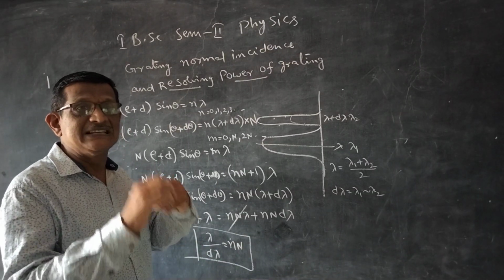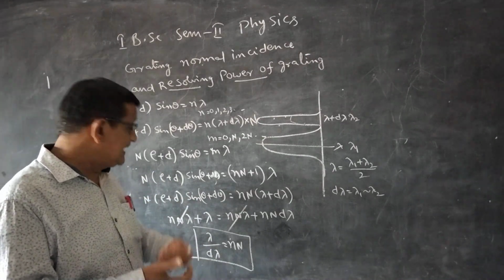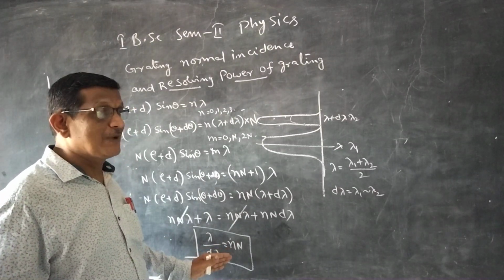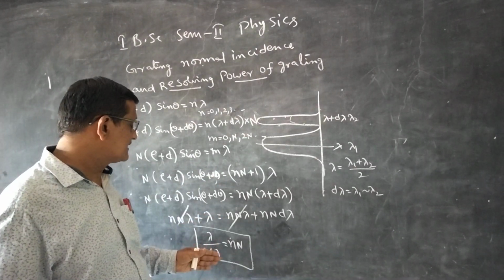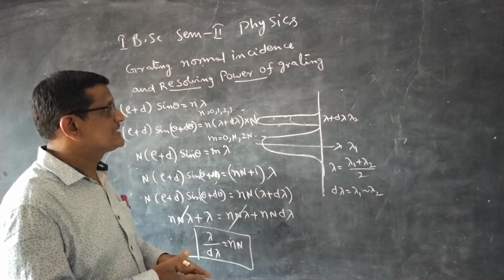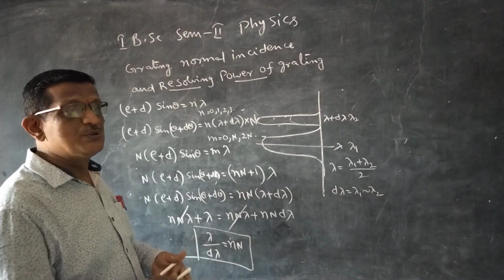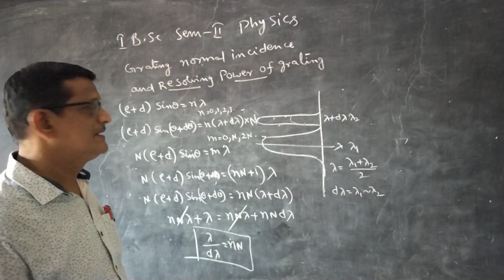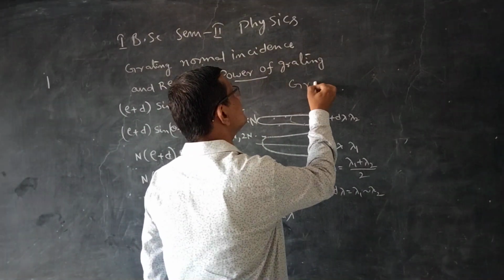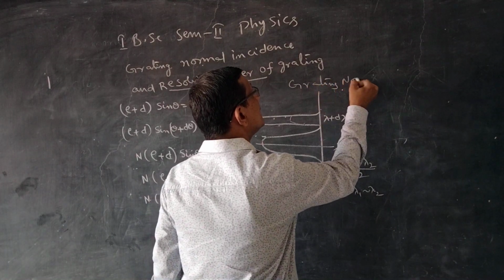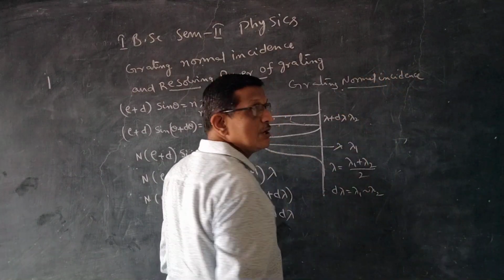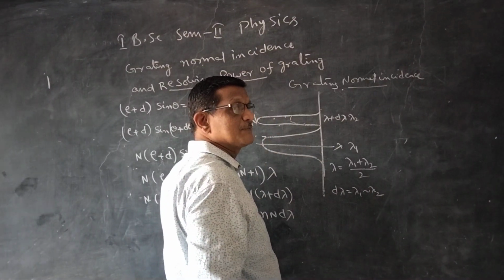As the total number of slits increases, the resolving power of grating increases. As the order increases, the resolving power also increases. In this way, we can determine the resolving power of grating, and by using grating, we can make 3 experiments in this course or in this semester. One is grating normal incidence. By placing the grating in normal incidence position, we can measure the wavelength of spectral lines.